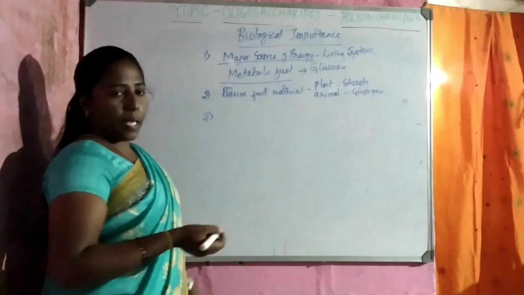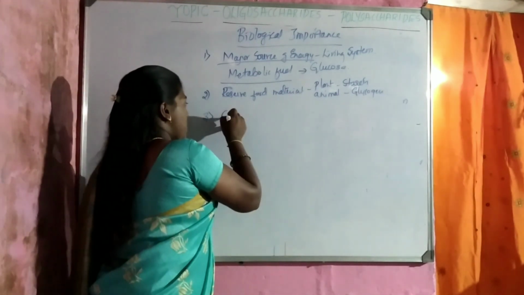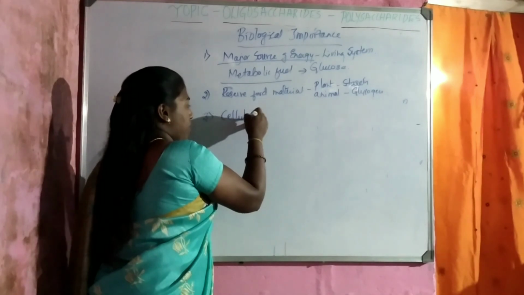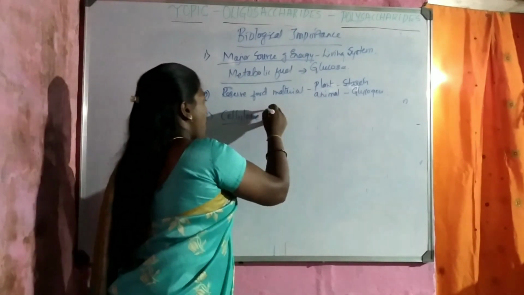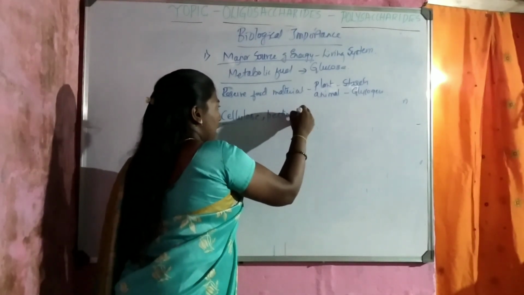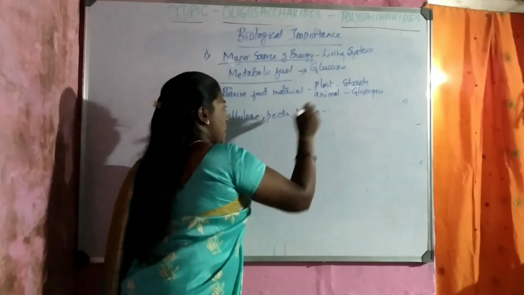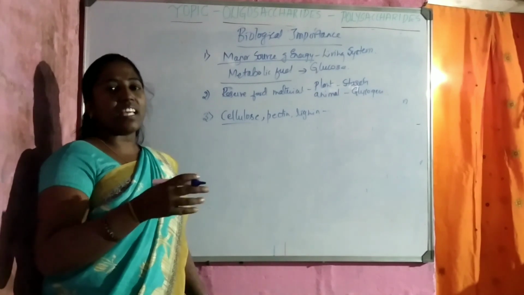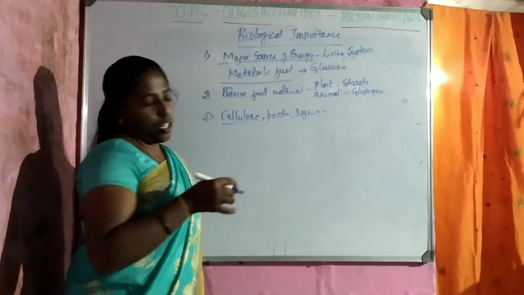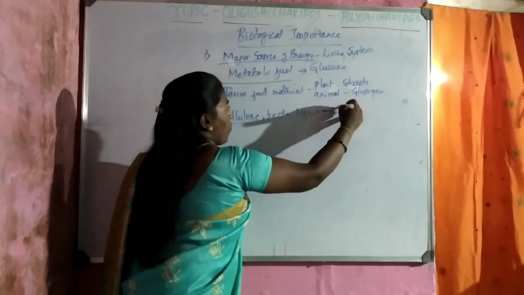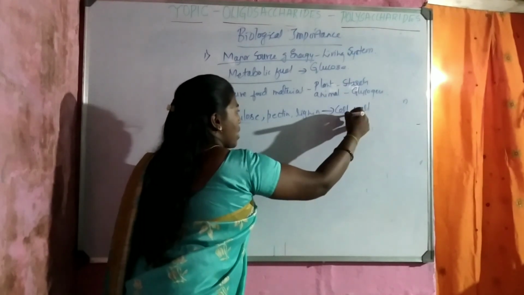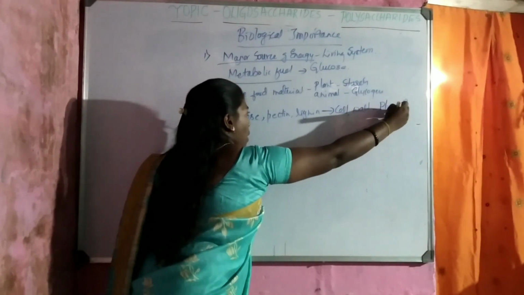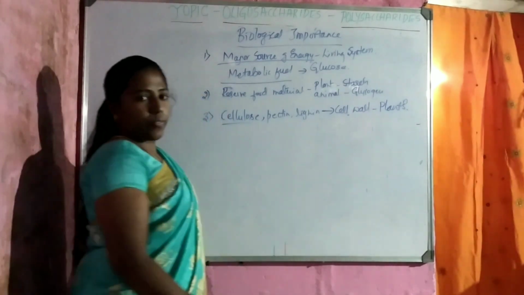For example, you can take the example of cellulose. In case of plants, I am considering here cellulose, pectin, lignin. These form a part of the cell wall. That means they provide the structure to the cell wall. So they form the cell wall in case of where? In case of plants.